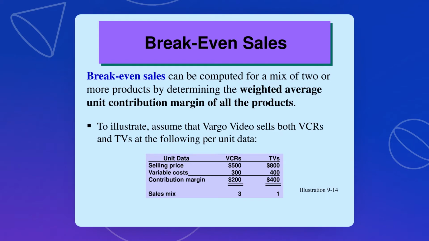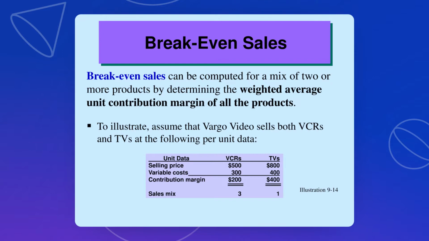How about the break-even analysis in your sales mix? What does that mean, class? The break-even analysis can be computed for a mix of 2 or more products. You have 2 or more products. Please take note of the term weighted average contribution margin. We will compute the weighted average contribution margin if you have a sales mix.